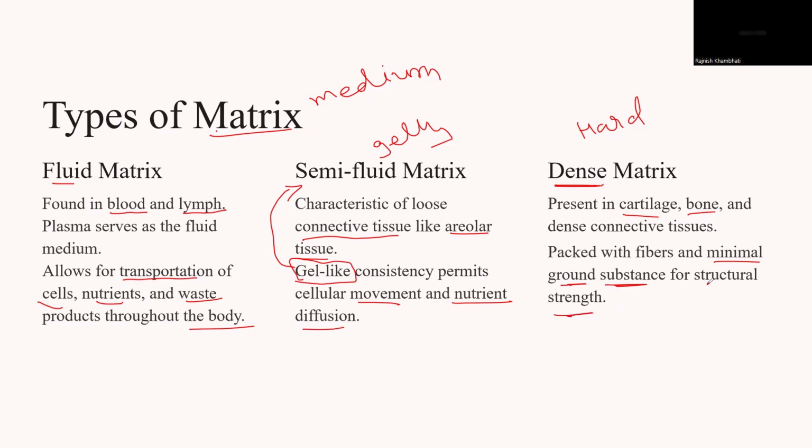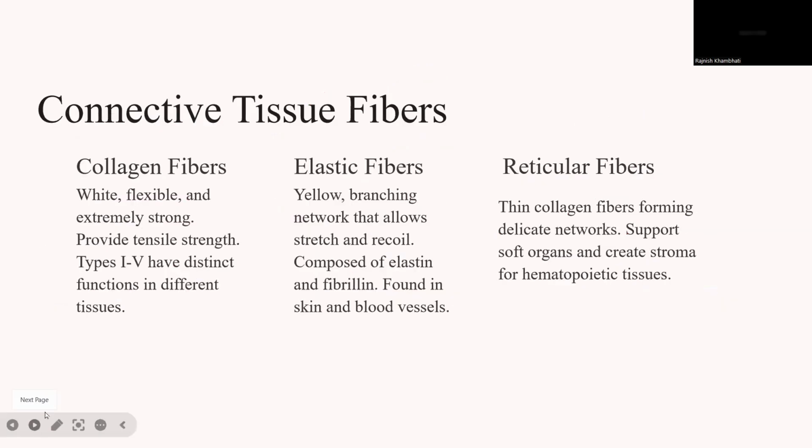And why is this so? Why is the ground substance less? Because it will become hard, and hardness will give structural support. Clear? So these are the three types of matrix. If you can't remember, not a problem. Right now, just understand. Let's go to the next slide.